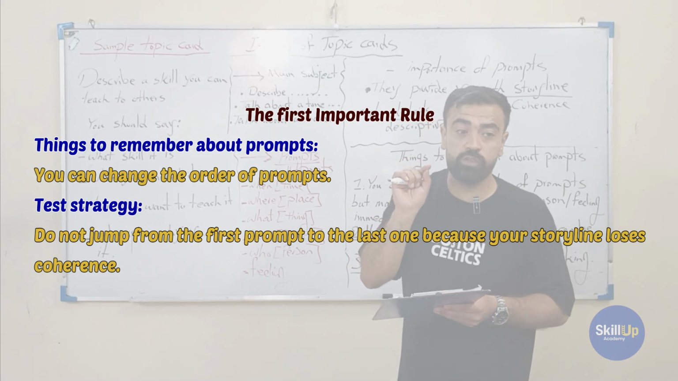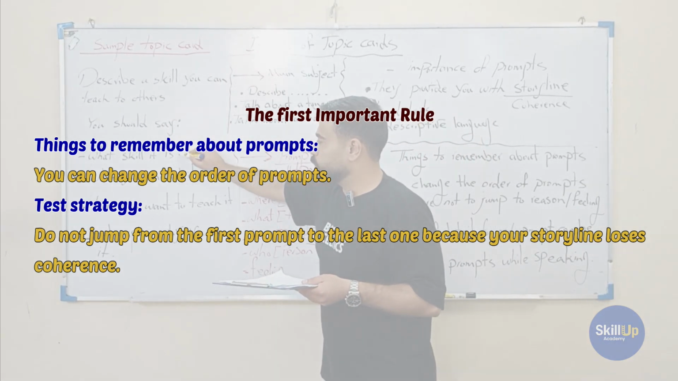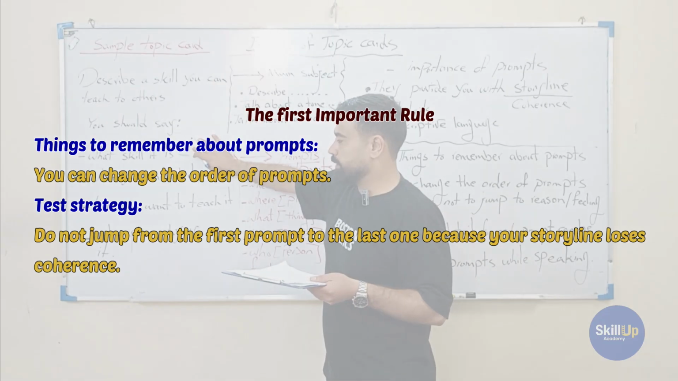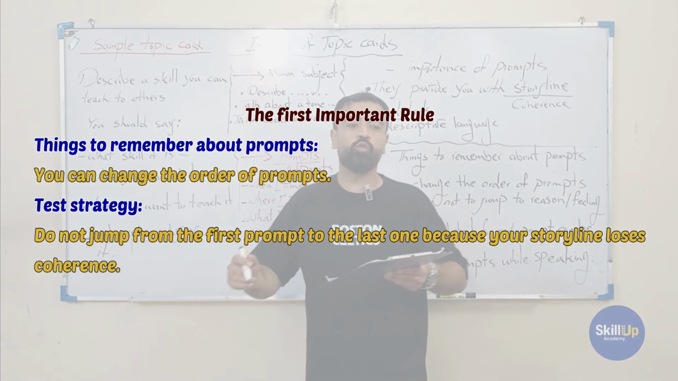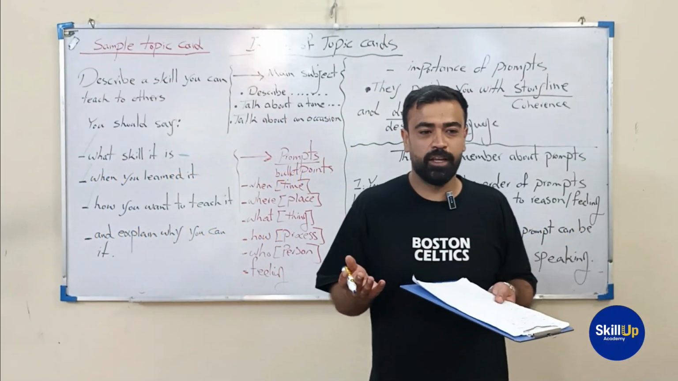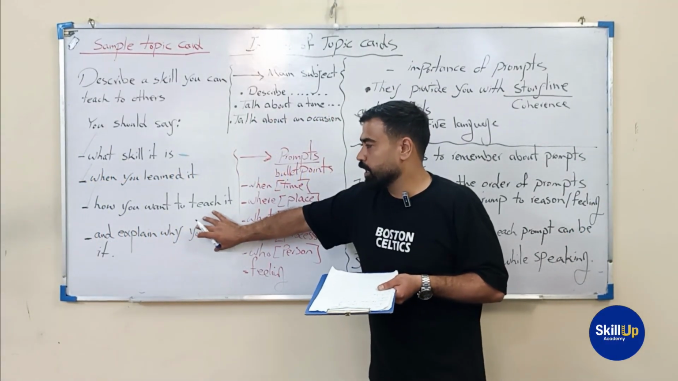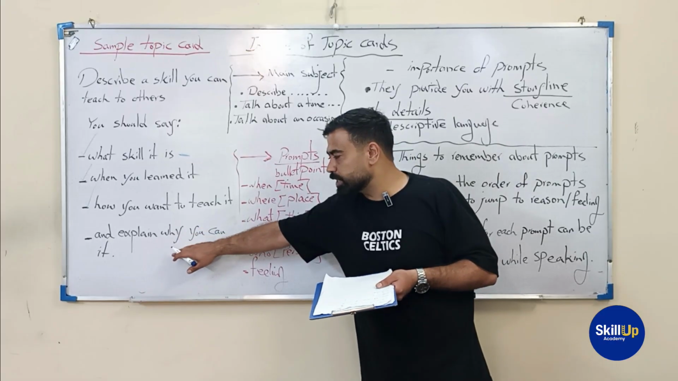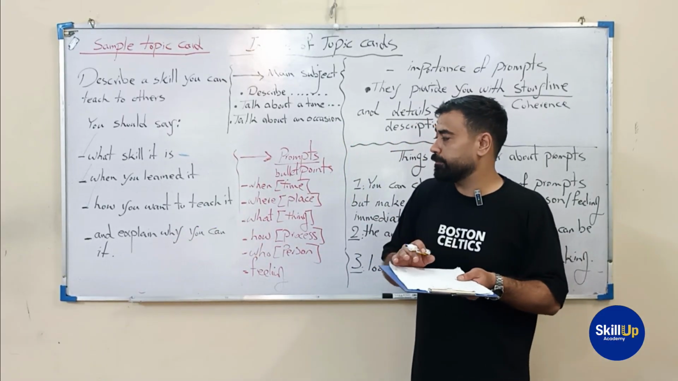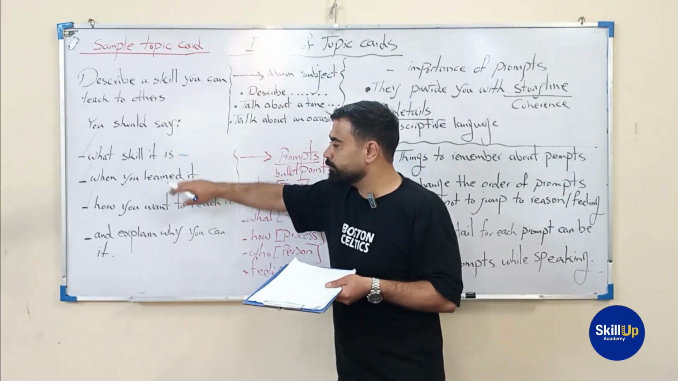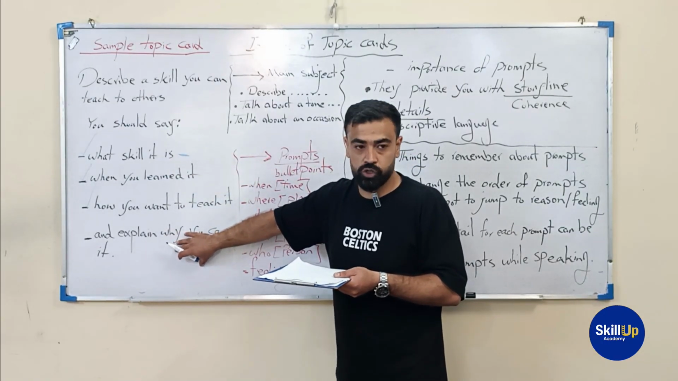But there's something important that I want you to remember. If you start with your first prompt, and then you jump into the last one, your talk would be a little bit strange, because the last prompt that you can find on your topic card is basically reasons and feelings. And if you want to talk about the feeling, before that, you need to develop your story in order to reach the conclusion.